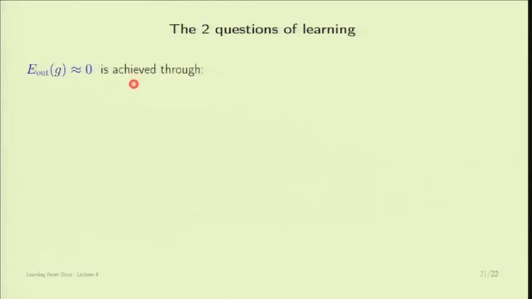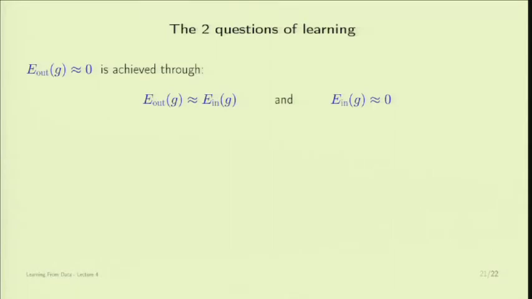So now we are going to achieve this through 2 conditions. The first condition is the one we developed using Hoeffding: E in is close to E out. The second condition is E in is small. You put them together and you have the learning.